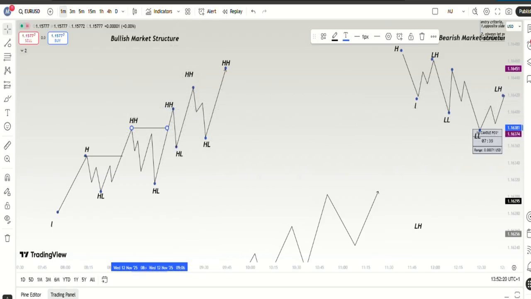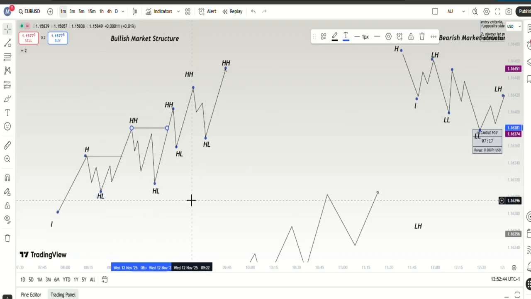And then the same thing applies to this. This is not the last low. This is the last low before the break of structure happened. So this is how you mark your market structure: the last low price got to.